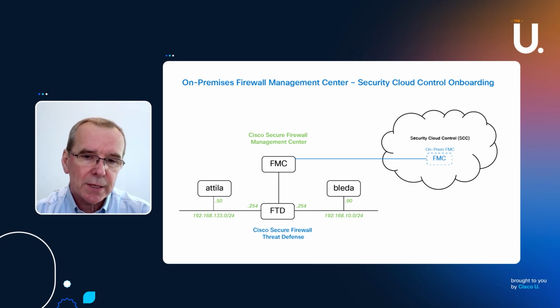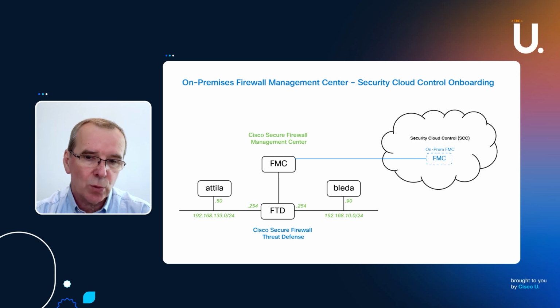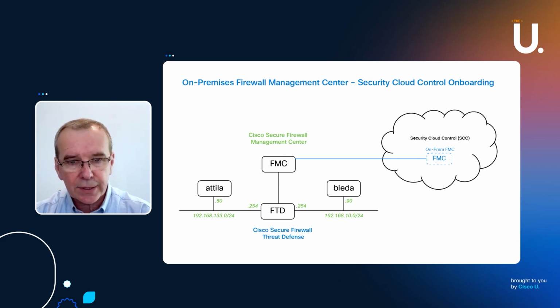The demonstration I'm about to give consists of a management center and firewall represented by FMC and FTD, where the firewall is in routed mode and connecting two networks, the 133 network and the 10 network, with a host called Attila on one and a host called Bledder on the other. The reason for having those hosts in this demo is that I can show you the event analysis prior to the onboarding process, and also after I've completed the onboarding.